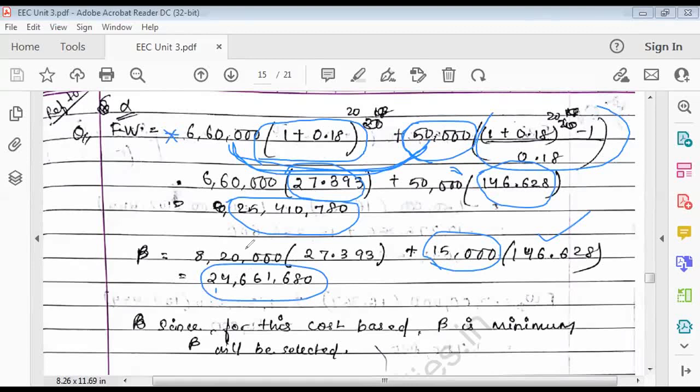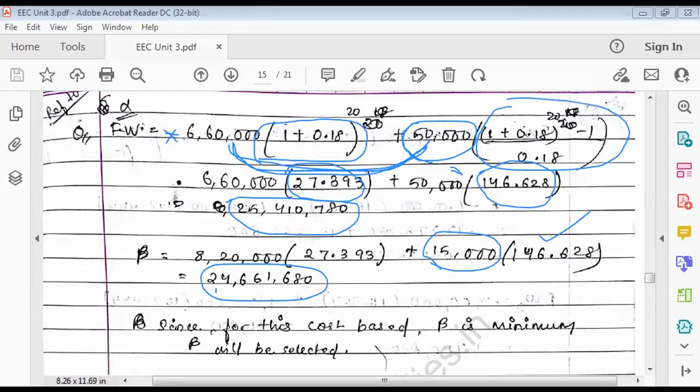So look at both the values and compare. 2 crore 54 lakhs 10,780, and 2 crore 46 lakhs 61,680. And this is a cost-based case.